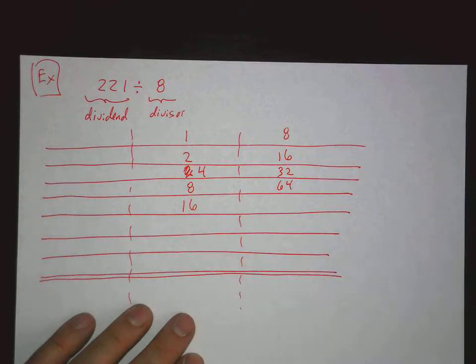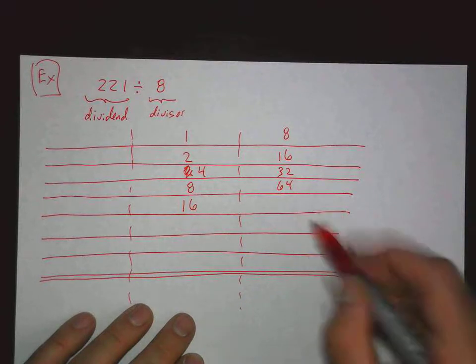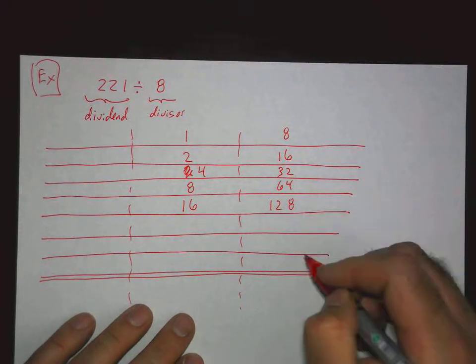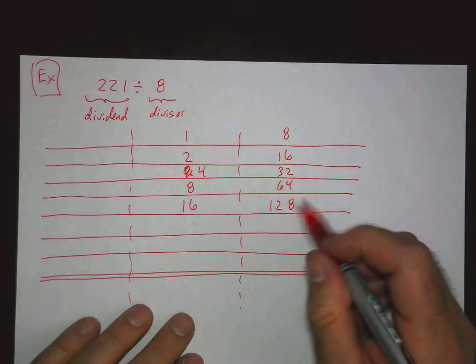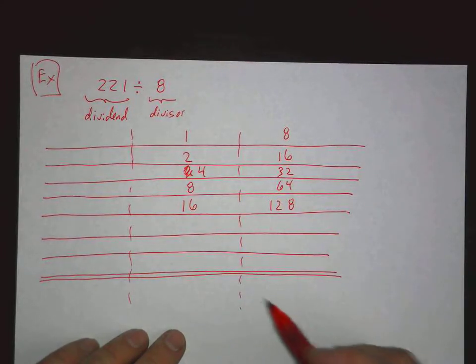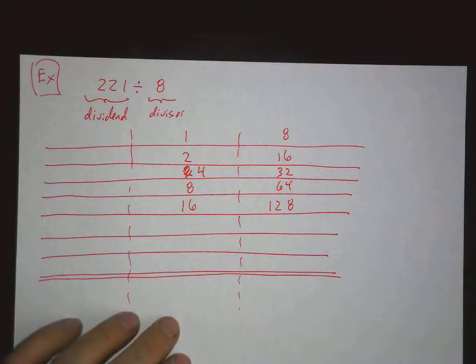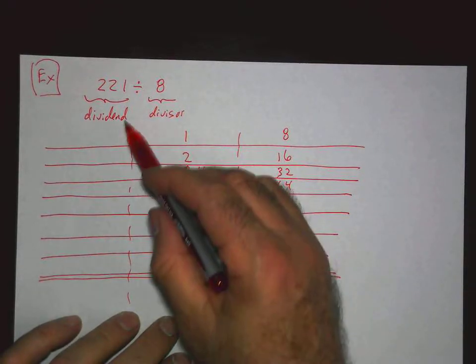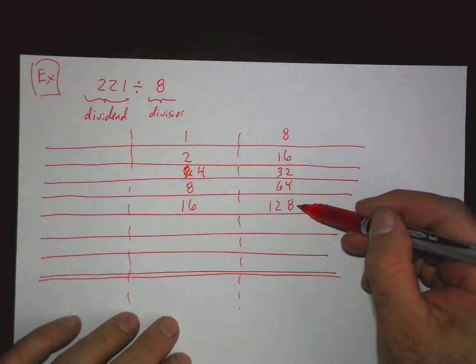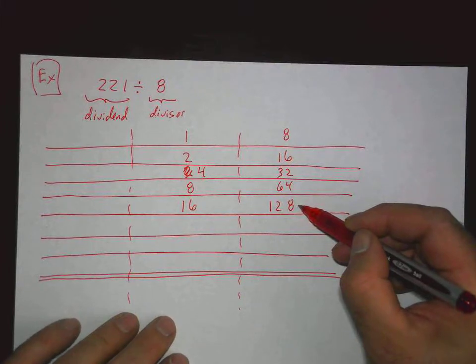2 to the fourth times my divisor is 128? And 2 to the fifth, which is 32, times my divisor, that's going to be 256. That's bigger than the dividend, so I stop here. Now I take stock of what I've got. I'm going to try to get my dividend exactly by adding the multiples of my divisor, starting with the largest multiple.